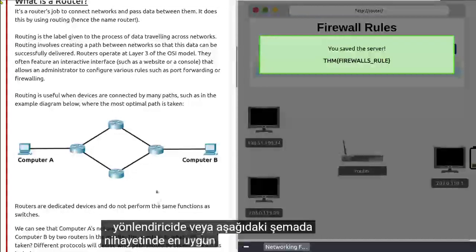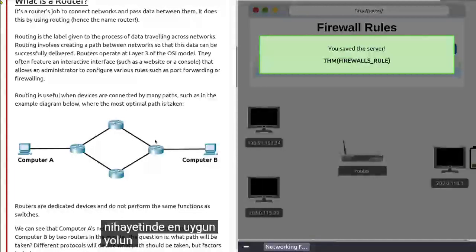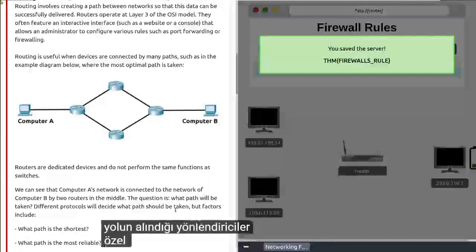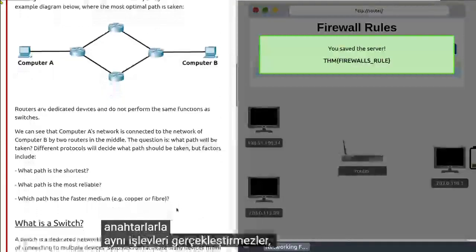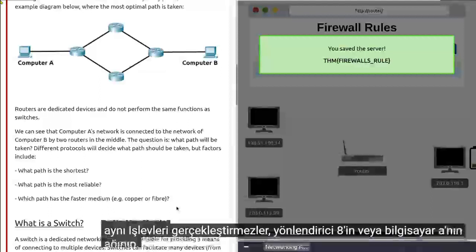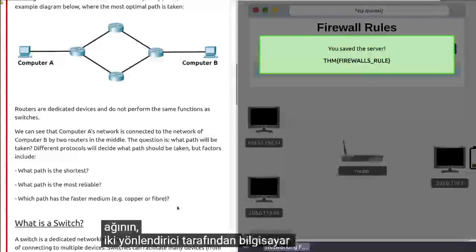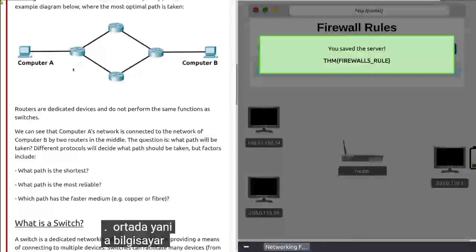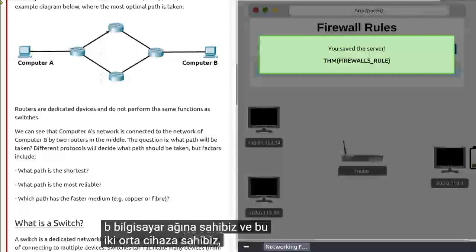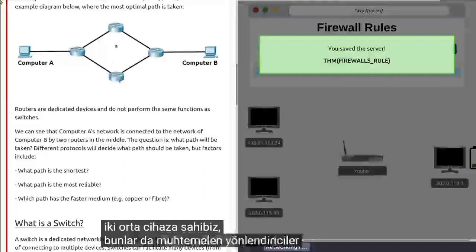Routing is useful when devices are connected by many paths, such as in the diagram below, where the most optimal path is ultimately taken. Routers are dedicated devices and do not perform the same functions as switches. We can see that computer A's network is connected to the network of computer B by two routers in the middle. And we have these two middle devices that are presumably also routers, given the symbol used.